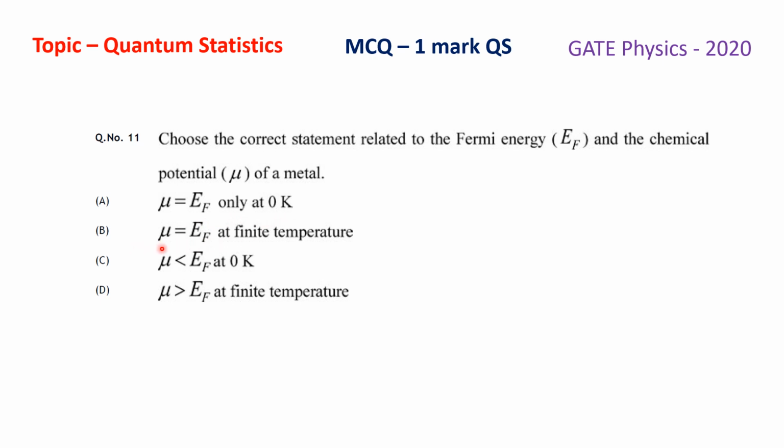Option B, mu equals to EF at finite temperature. Option C, mu less than EF at 0 Kelvin. And the last option, option D, mu greater than EF at finite temperature. Let us see how to solve this problem.